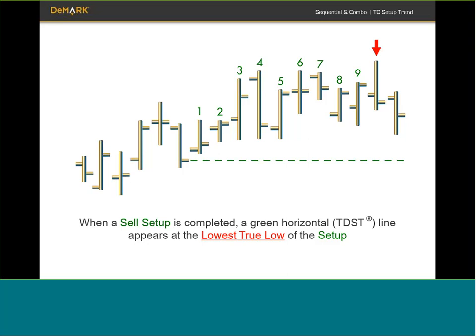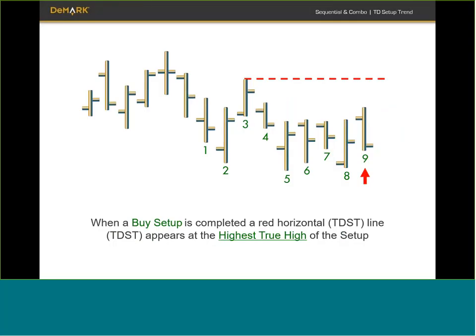So in this case, we're looking at the lowest true low of this completed sell setup. And the TDST is drawn to establish where that trend began so that we can identify on a potential retracement of the move where we might look to see support or resistance. So dotted red, this is our TDST from the highest true high, level of potential resistance. Our dotted green, a level of potential support.